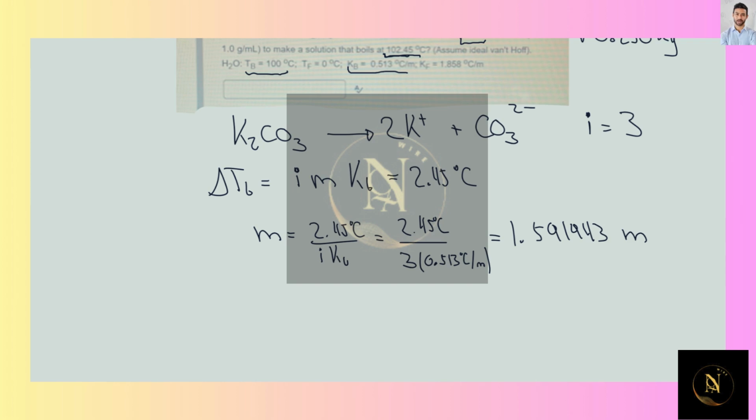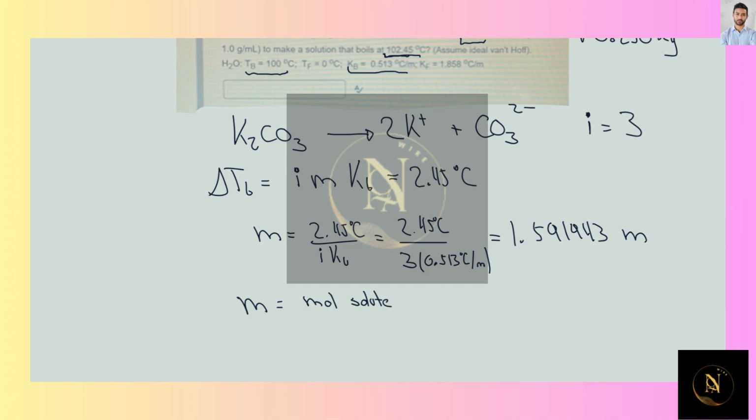And with this, we can calculate the required molality. Thus, the molality would be equal to 2.45 degrees Celsius divided by the van 't Hoff factor times Kb, thus 2.45 degrees Celsius divided by 3 times 0.513 degrees Celsius over molality. Thus, the molality of the solution needs to be 1.5919943 molal.